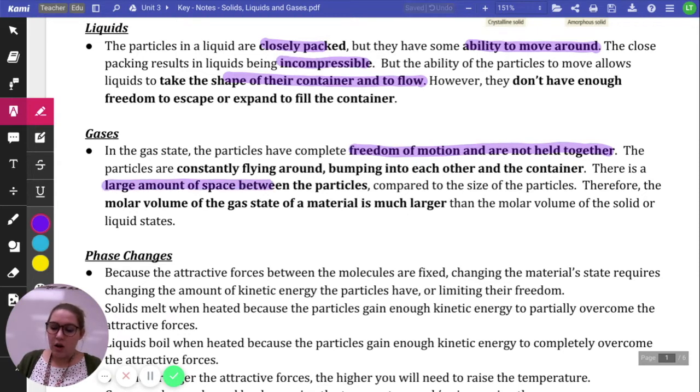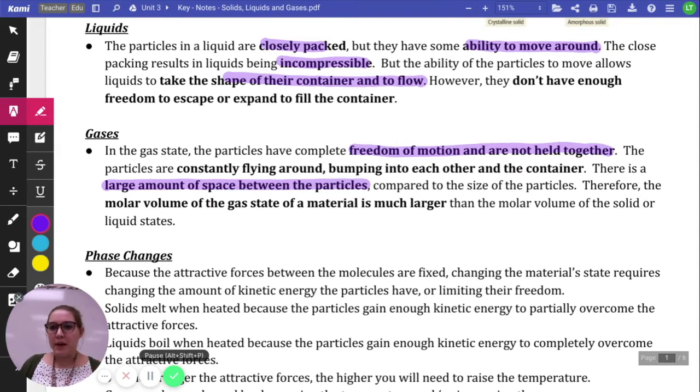There is a large amount of space between the particles, especially compared to their size. Since the particles are so small, the space between them is very large compared to the size of the particles. So basically, the molar volume of gases is going to be much larger than the molar volume of solids and liquids since they're able to spread out so much.